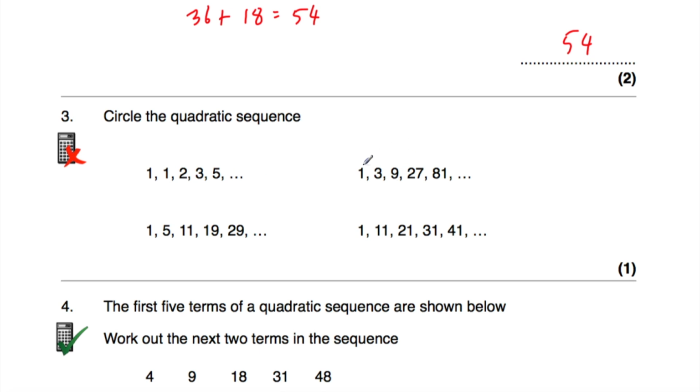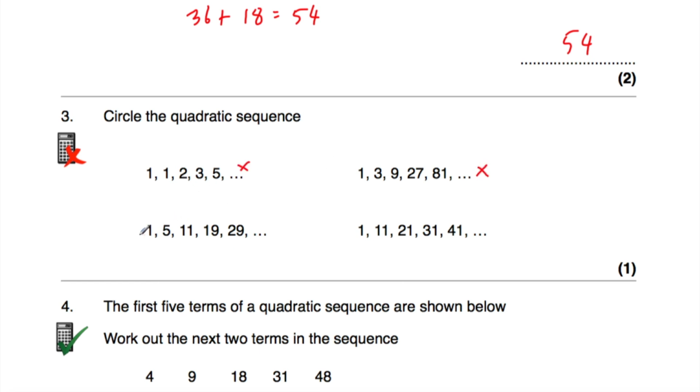Our next one goes 1, 3, 9, 27, 81. In this sequence, it looks like we're multiplying by 3 each time. So this is a geometric sequence. This isn't a quadratic sequence, so it's not this one, and it's not this one.